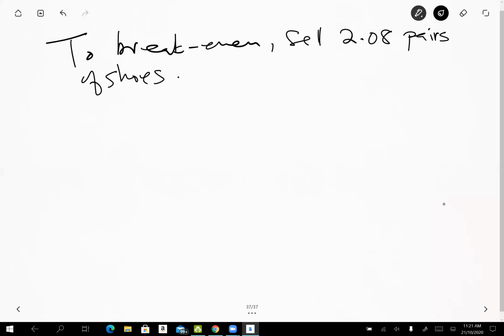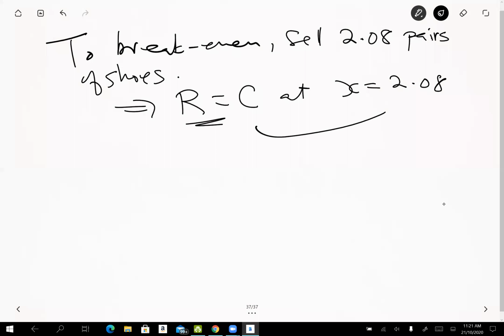And of course, you can find what the revenue is, which is equal to the cost at x equal to 2.08. Okay, you can do that. So I think that will do it for today.